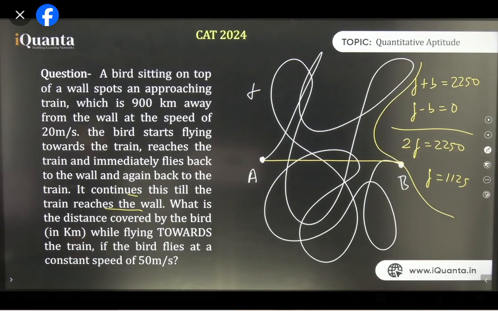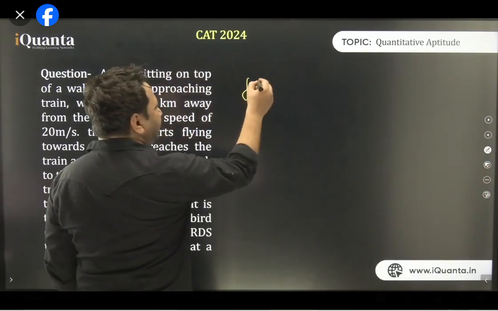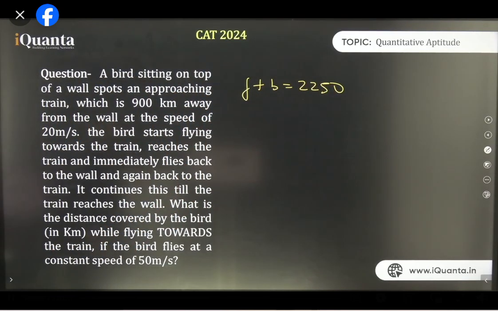Now I'll do something, and then we'll discuss in what case the forward and backward flight difference would not be 0. Okay, because there are two different questions. I'll repeat. Wait. F plus B is 2250. The first step is clear? Wait. The first thing is clear? Sorry. First of all, is this clear? F plus B is 2250.